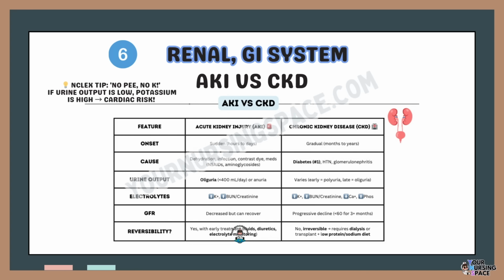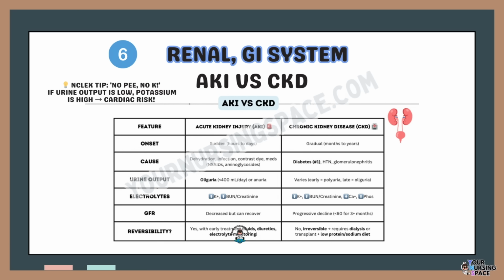The classic signs of AKI include oliguria, urine output less than 400 milliliters per day, elevated BUN and creatinine, hyperkalemia, and metabolic acidosis. Chronic kidney disease is progressive and irreversible. It is most commonly caused by diabetes and hypertension. CKD progresses through 5 stages, with stage 5, GFR less than 15 milliliters per minute, being end-stage renal disease, ESRD, requiring dialysis or kidney transplant.